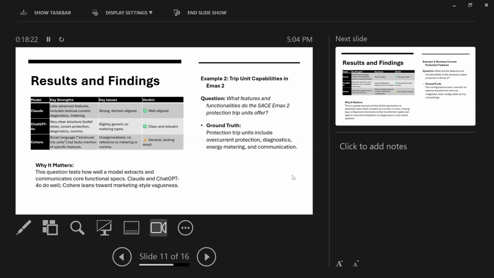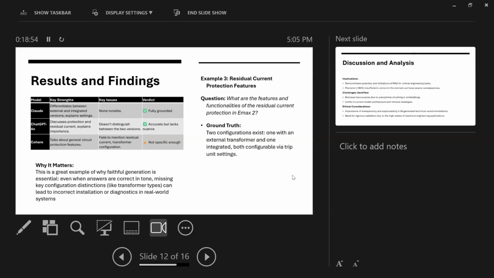For Cohere, it had broad language, advanced trip units, but lacks mentions of specific features. It's overgeneralized, no reference to metering or communications. It was way too general and lacking detail. It was not usable in this use case as well. Why this matters? This question tests how well a model extracts and communicates core functionality specs. Claude and ChatGPT do well, while Cohere leans towards marketing style vagueness, which is not acceptable in this scenario.